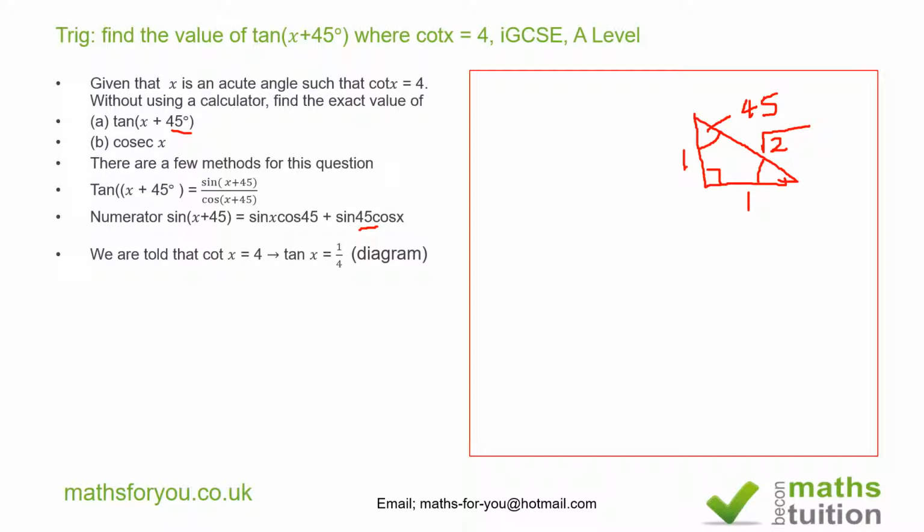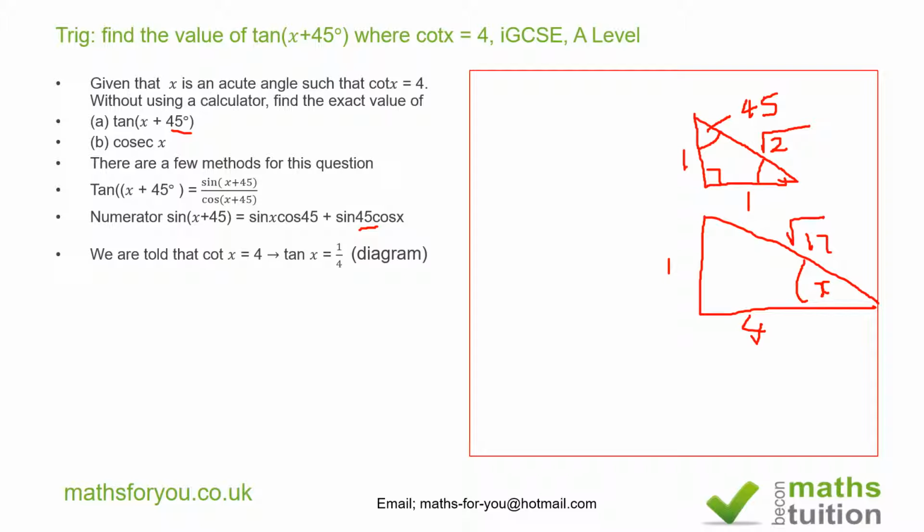So cot x is 4 and tan x is 1/4 because that's the inverse of cot x. Sorry, I forgot that one. It's still there. So that's 4 and that's 1 and that's x, and that's the square root of 17. Leave it there for now.